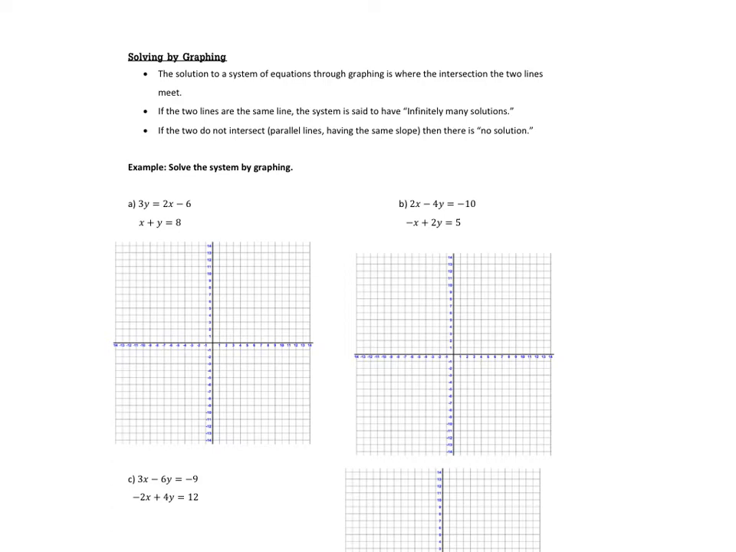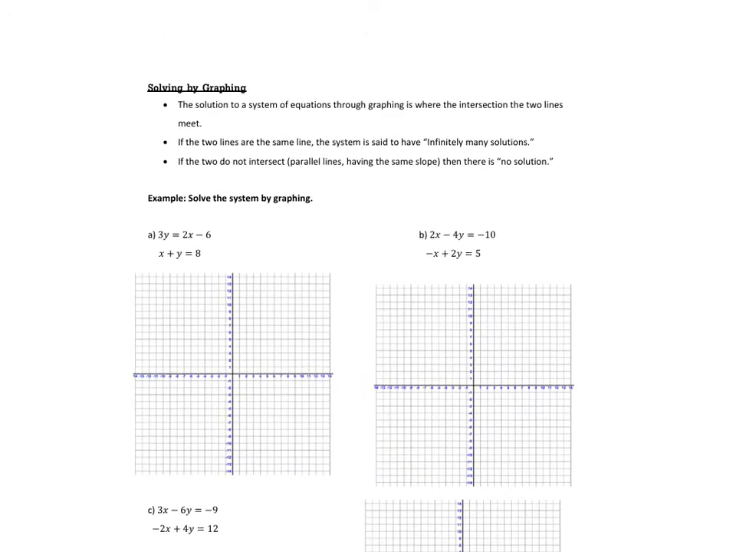Either the lines will intersect at 1 point. If they intersect at 1 point, we call that a consistent and independent system. If you draw the exact same line twice, that means they're the same lines. The solution set is infinitely many solutions, and we call that a consistent and dependent set. If you draw the two lines and the lines never intersect, those are parallel lines, we call that an inconsistent system.